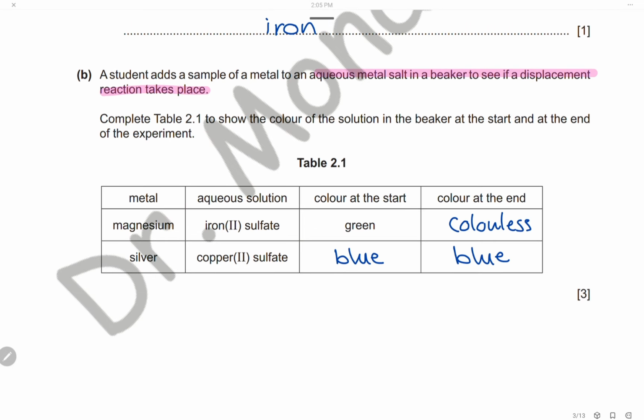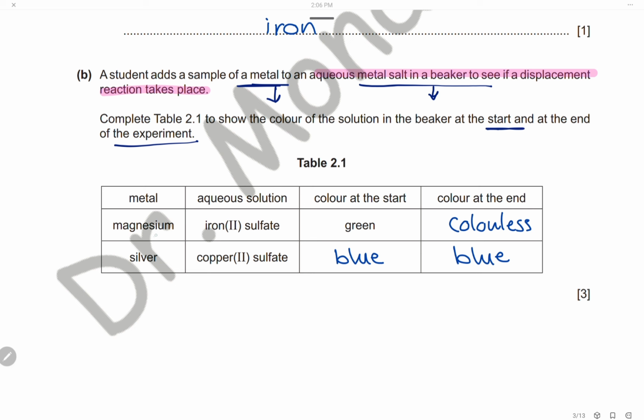A student adds a sample of metal to an aqueous metal salt in a beaker to see if a displacement reaction takes place. Complete table 2.1 to show the color of the solution in the beaker at the start and at the end of the experiment. So we will add a metal to an aqueous salt in a beaker and see if a displacement reaction happened.